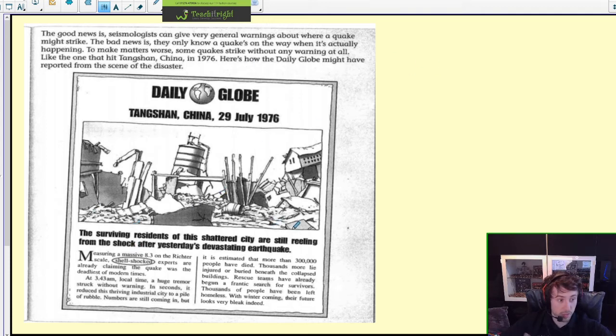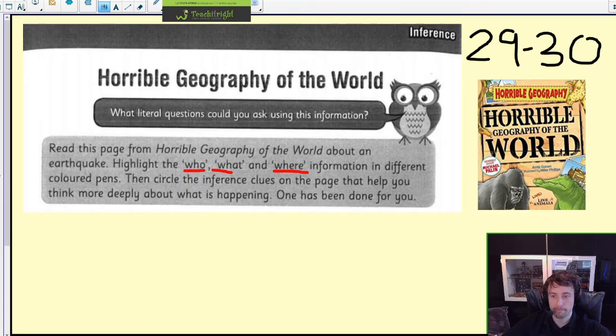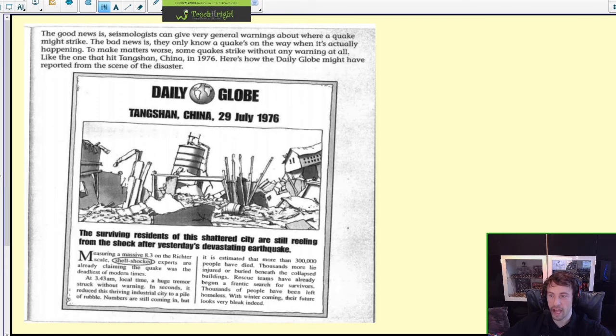It's a genuine, true story, a real story from geography. And again, quite fascinating. So read through that again, underline the who, what, and where, and any inference pieces, anything that's going to give you some more context as to what may have gone on. You can also underline things that may lead towards clues.